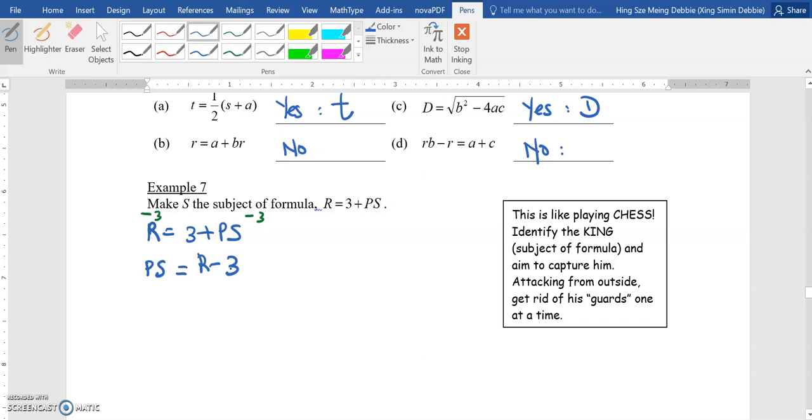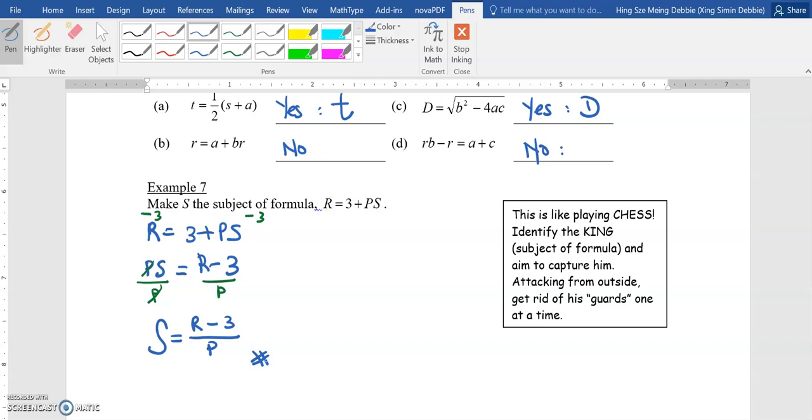We do not want PS, we just want S. So therefore, this is P times S. In order to make it just S alone, I will divide by P on this side so that I can cancel. In balancing an equation, when we divide by P on one side, we have to divide by P on the other side. Therefore, the subject S can be found by calculating r minus 3, the entire numerator, divided by p.